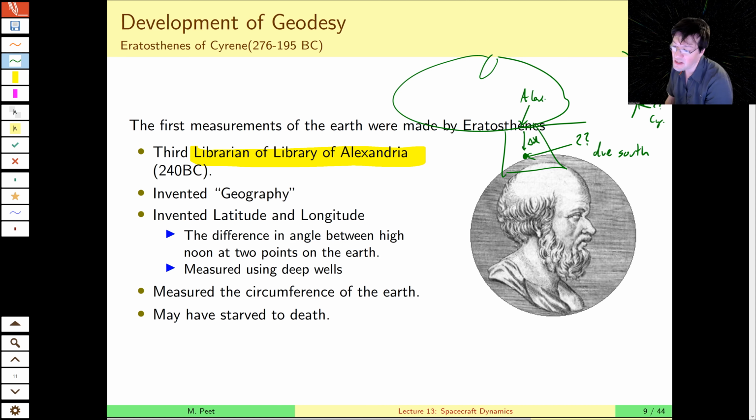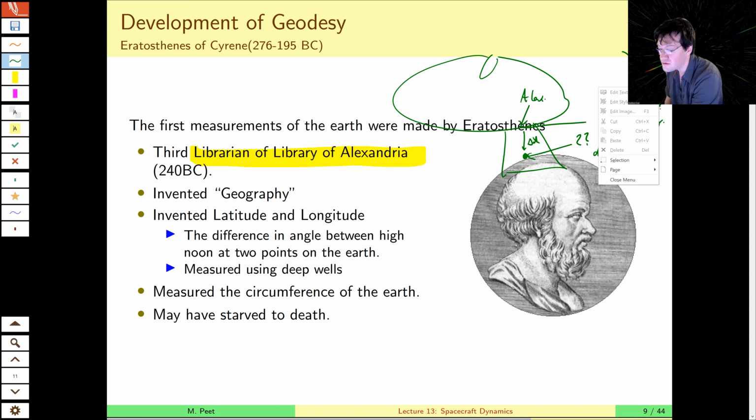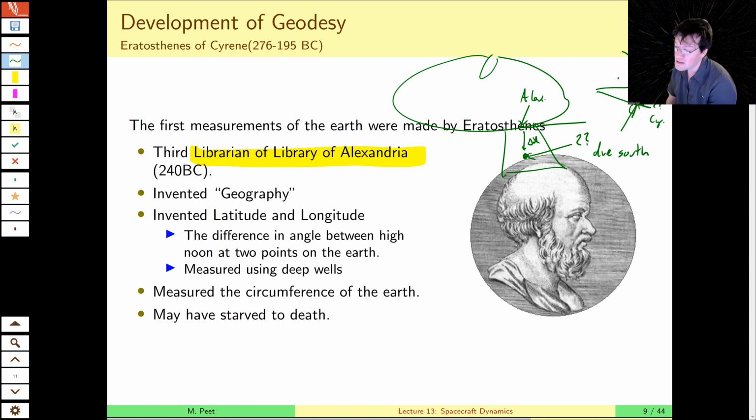At the same time of day, high noon, at Alexandria and Cyrene, he dug a deep well there. And he measured the angle that the sun would make with that well there, and the angle it would make there. On that basis, he was able to determine the angle between those two points.